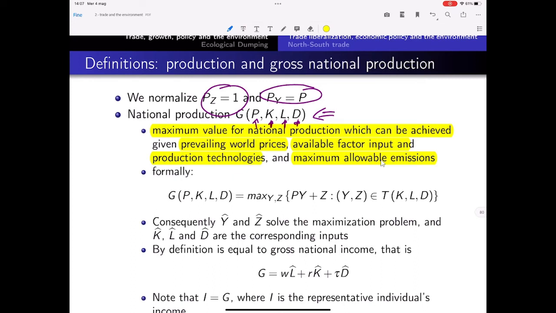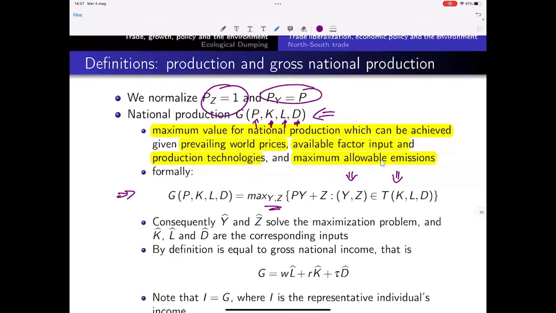Okay. Therefore, formally, what we have is that national production is the following. It is the max, where you maximize choosing Y and Z of PY plus Z, where you take Y and Z from the technology set that depends on K, L, and D.